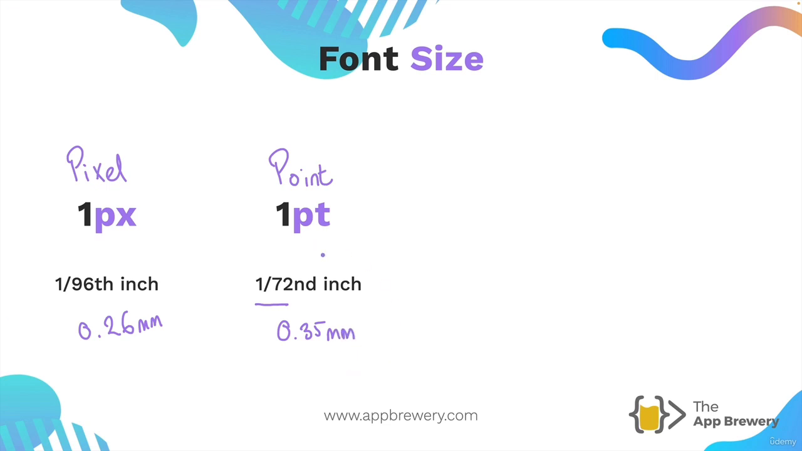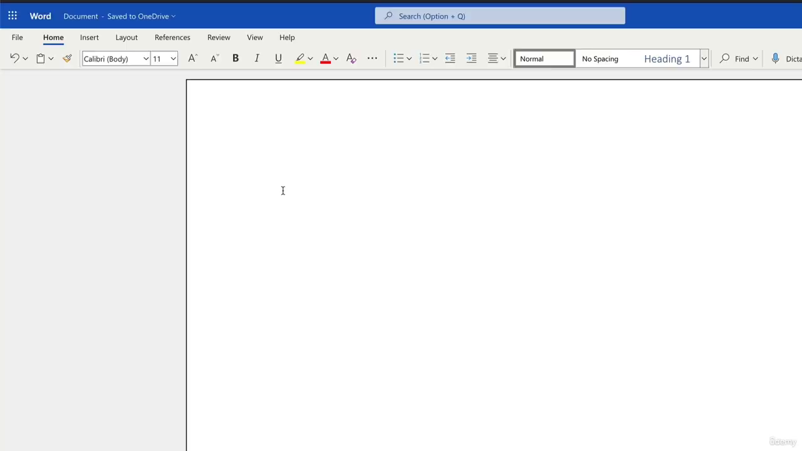Now, the point is actually often used in many different applications. So when you select a 12 size font in, say, Word, you're actually selecting 12 points. So that means when you're using 12 points on your web page, you can expect that when a website is at 100%, it'll look about the same as a 12 font on your Word document.